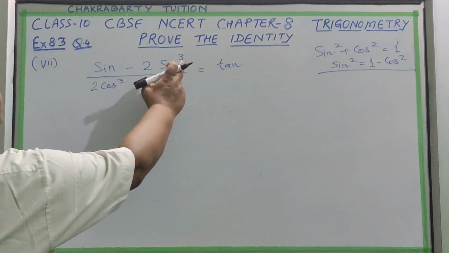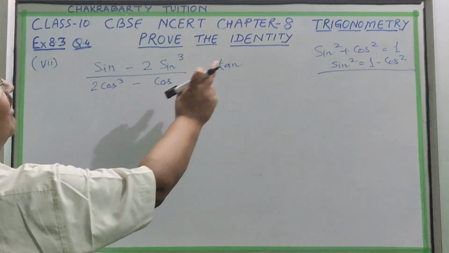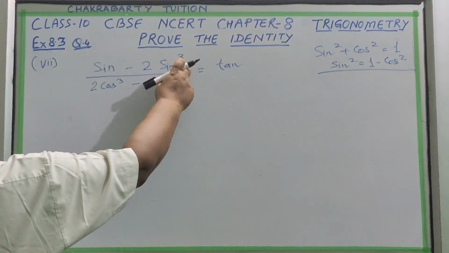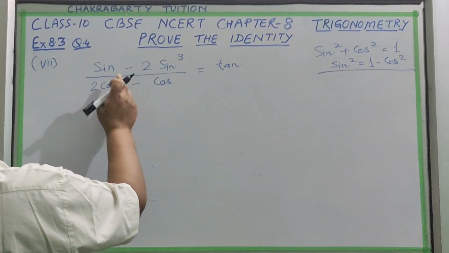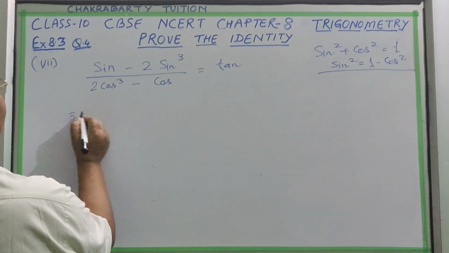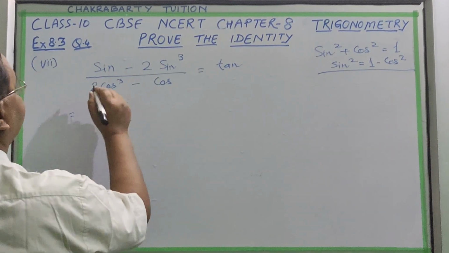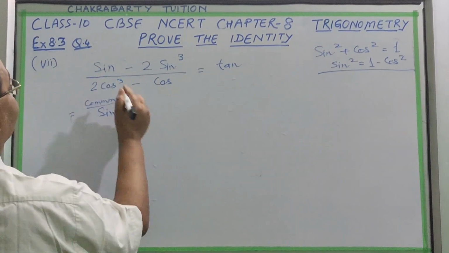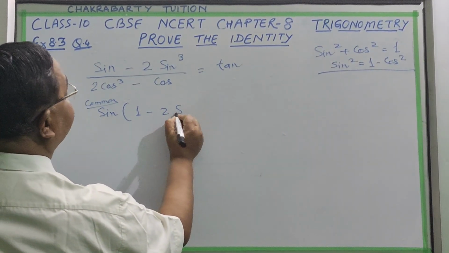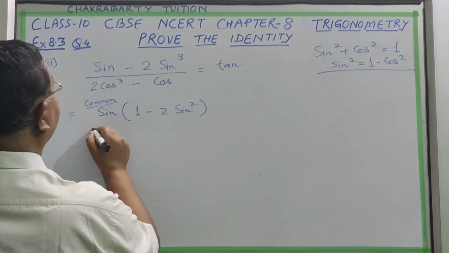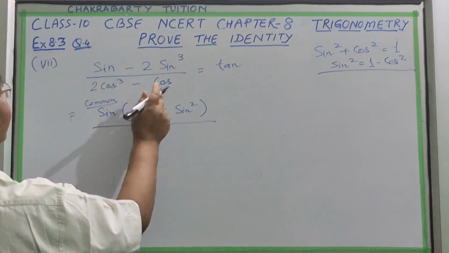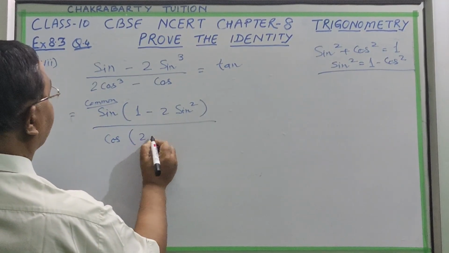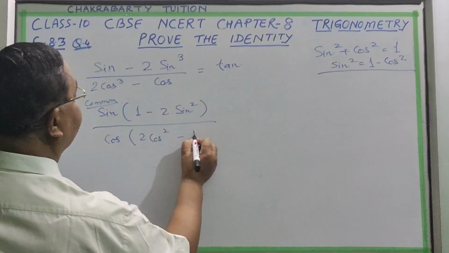So here we have power of 3, and our formulas and identities are in square. So we will first make it in square. For that, we will take out the common factor. Sine will come out here, 1 will remain, and 2 sine square. And here we will take out common cos. What will remain? 2 cos square minus 1 will remain.